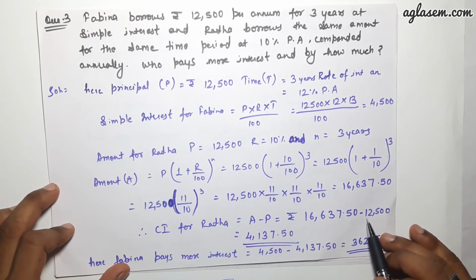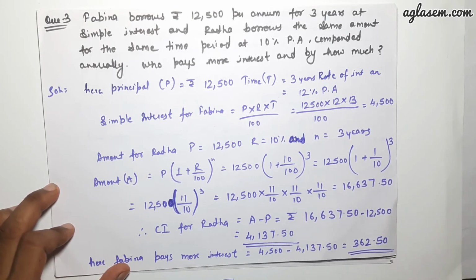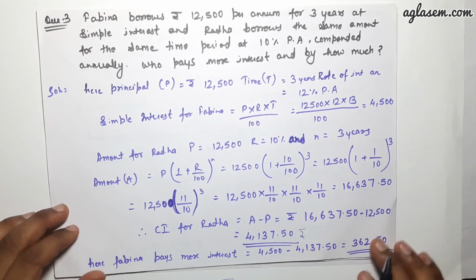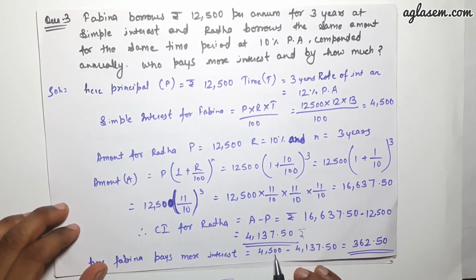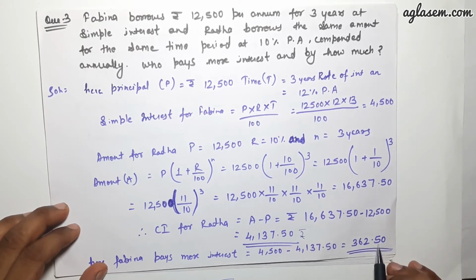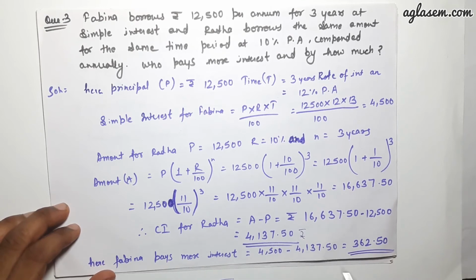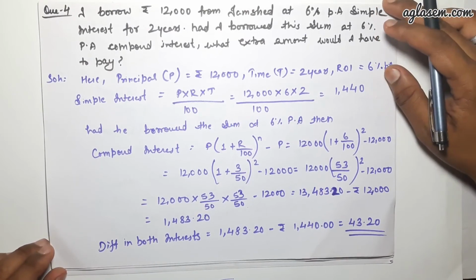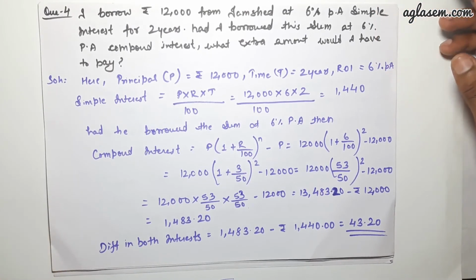Therefore, CI for Radha is equal to A minus P, which is 16,637.50 minus 12,500. So the amount is 4,137.50 for Radha. Here Fabina pays more interest because 4,500 minus 4,137.50 is equal to 362.50. So Fabina pays more interest of rupees 362.50.